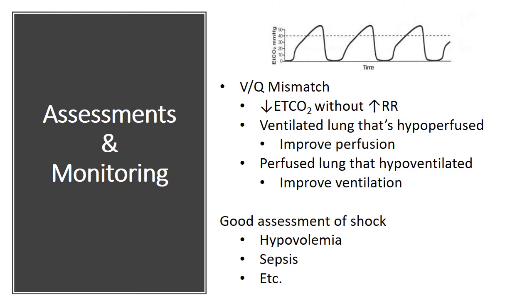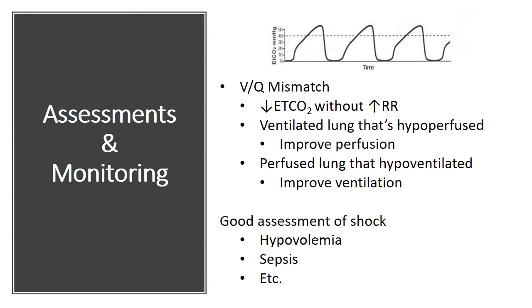So basically, the two things that are going to cause that: there's a lung being ventilated that's not being perfused, so there's air getting into that alveoli, but there's no blood getting to it to circulate all that through and bring the CO2 back. Or the opposite, you've got a lung that's getting perfused, but it's being hypoventilated. That would be something like atelectasis or a COPD bronchoconstriction patient.